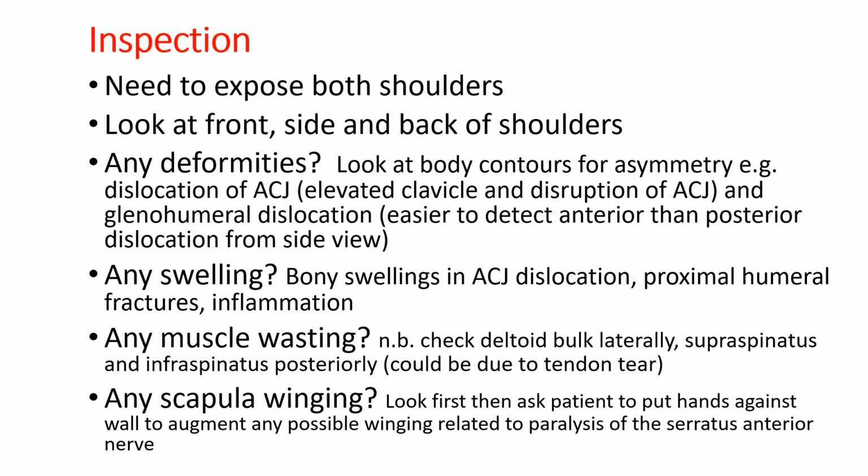Also look for any winging of the scapula, and you may augment that by asking the patient to put their hands against the wall to look for any winging of the scapula, and that's due to paralysis of the serratus anterior nerve.